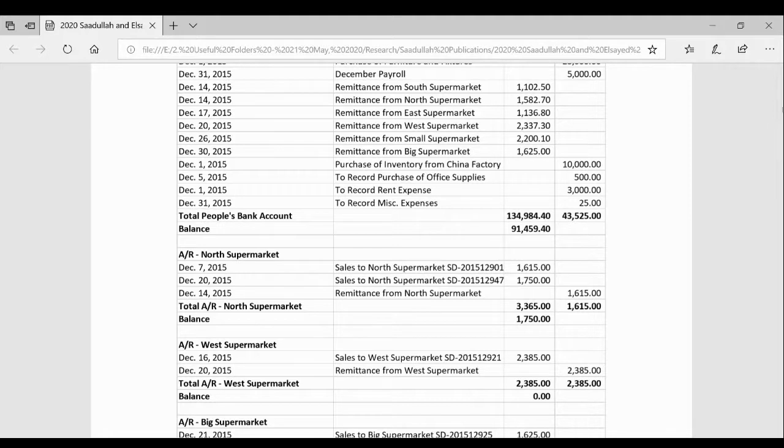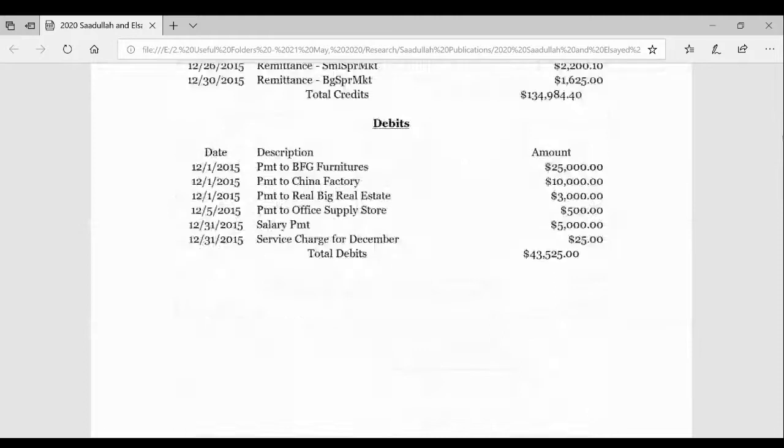So we have North Supermarket. The balance is, you see, 1,750. So you see what happened. North Supermarket made a purchase on December 7th for $1,615. Another purchase on December 20th for $1,750. But on December 14th, North Supermarket paid, right? So they made a payment, as you see, $1,650. They made a payment, so accounts receivable is credited. That means they have a balance of $1,750 on December 31st. So what we want to do is send a letter to North Supermarket asking them if this balance is accurate or not. So let's take a look at that letter, how that letter looks.